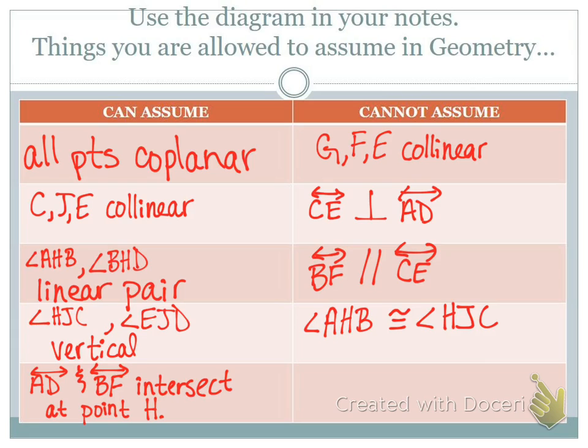Okay, we don't know that BF and CE are parallel. We also don't know that they intersect. So we cannot assume that BF intersects CE. We don't know one way or the other if they will or will not intersect. That's not told to us in that diagram.